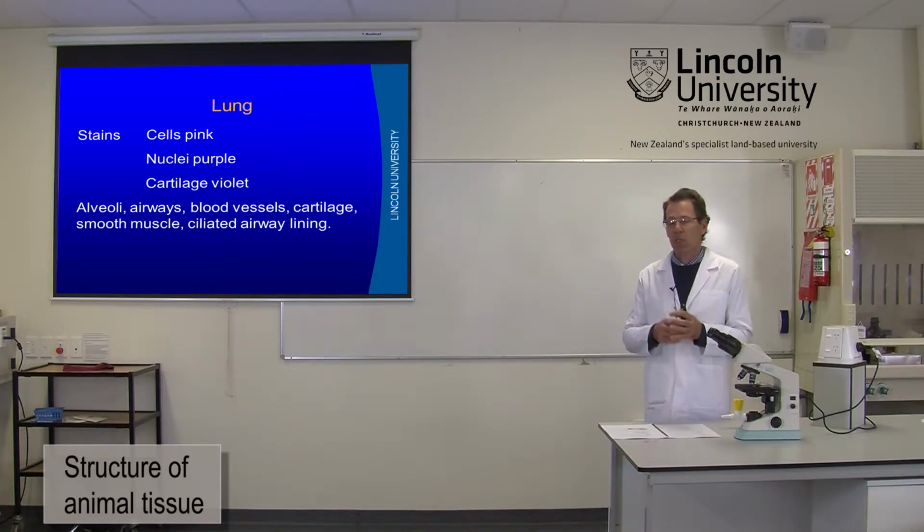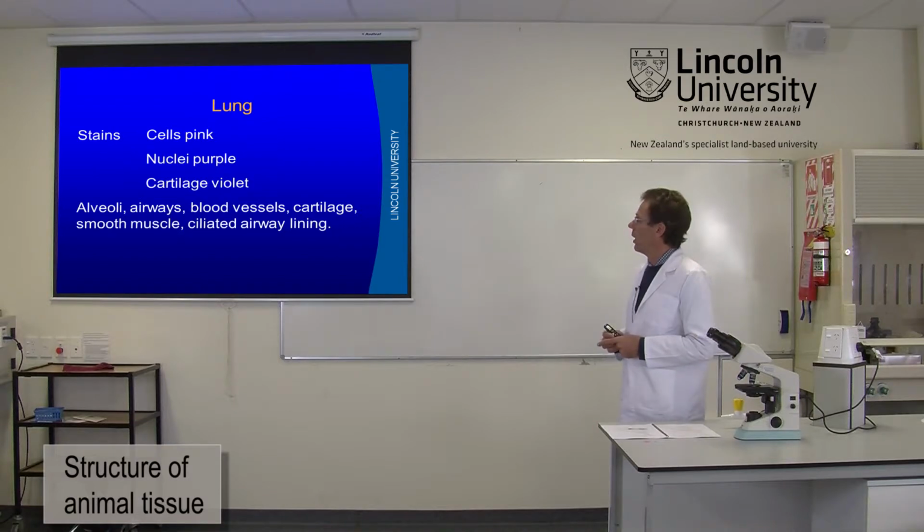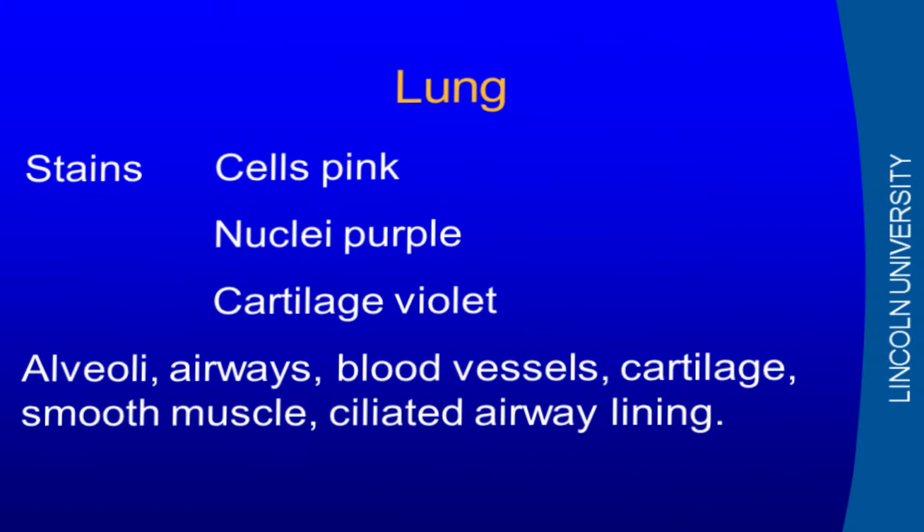It's still got these rings of cartilage around the airways that hold the airways open. The other things that we're going to see is we're going to see the alveoli, which are these air sacs, which is where the air ends up eventually, and that's where the gas exchange takes place between the blood and the air. We're going to see airways, we're going to see blood vessels, because half the output of the blood from your heart is going straight to the lungs, so there's a lot of blood vessels.